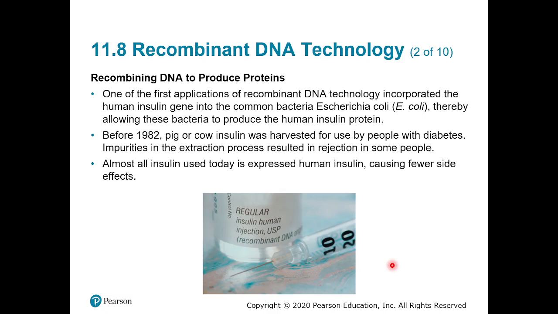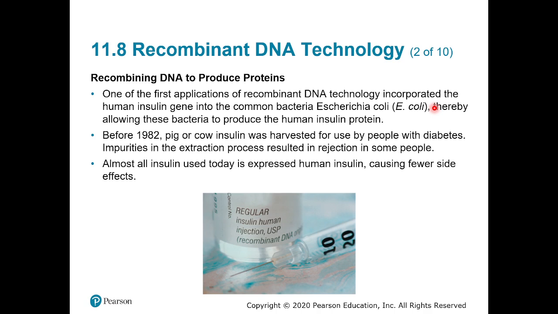So let's talk about recombining DNA to produce proteins. One of our first applications of recombining DNA was to incorporate the human insulin gene into common bacteria, which is E. coli. This then allows the bacteria to produce the human insulin protein, allowing us to harvest human insulin and give it to people whose insulin production is not quite up to snuff, which would be diabetes, right?